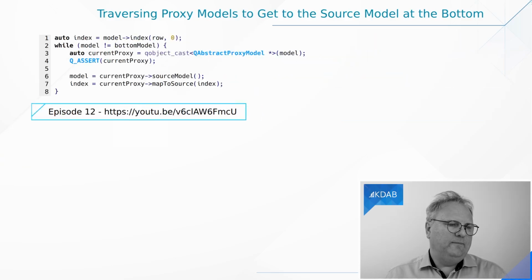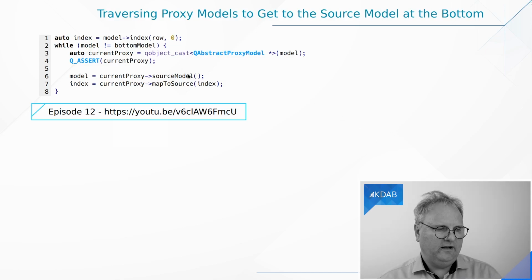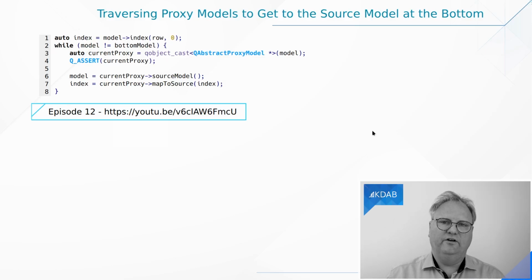The next one here is episode 12. Sometimes you need to go back all the way. You need to go down into the actual real model. You get an index and you want to call a method on the real model, but you need to get an index for that real model. And it basically boils down to the code that you see here. I am just continuously asking for the source model of my current model and mapping the index that I have to the source model and just iterating through here. Episode 12 goes into more details on that.